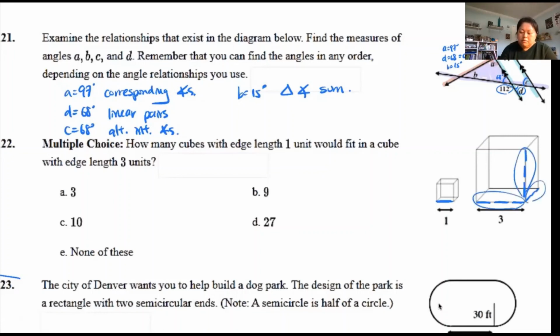So 3 times 3 times 3, you're fitting 27 of them in here, right? So 27 of the small cubes will fit in this really large cube. Okay, all right.